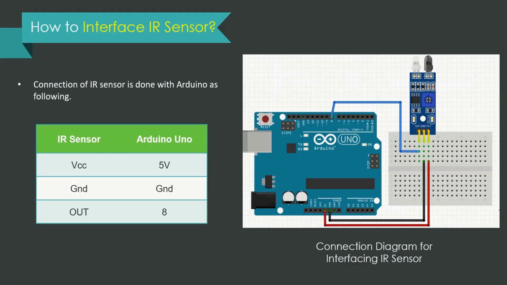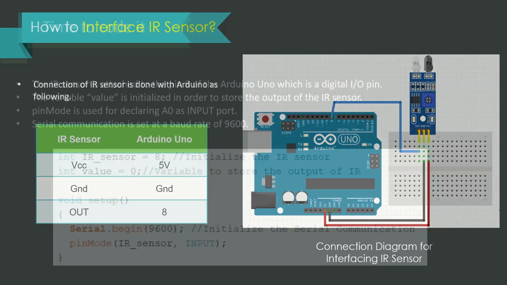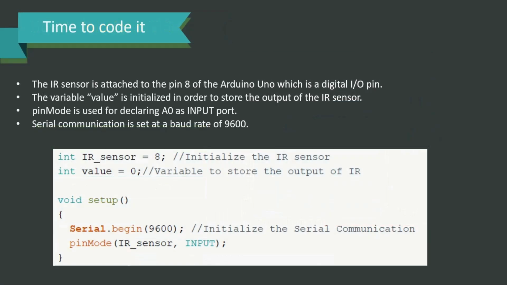You can choose any other pin also, but make sure you reflect it properly in the coding. And we have diagrammatically represented it for your easier understanding. We need to now code it and the time has come for it. The IR sensor is attached to pin 8 of Arduino Uno in this connection diagram which we have referred.